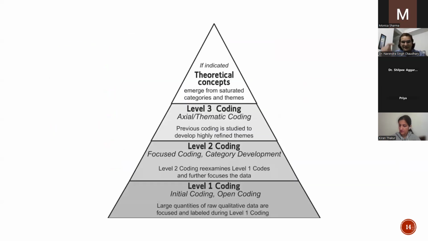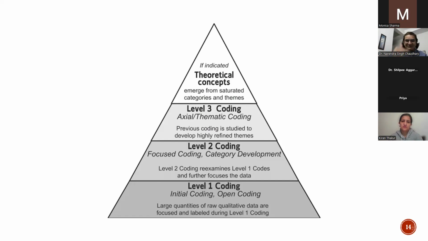Now this is how it happens. Level 1 coding is initial coding, which we also call open coding. Level 2 is focus coding, that is category development. That is, level 2 coding re-examines level 1 codes and further focuses on the data. Level 3 is axial and thematic coding, which you also call thematic analysis in many places. So this is axial coding. The previous coding is started to develop highly refined.